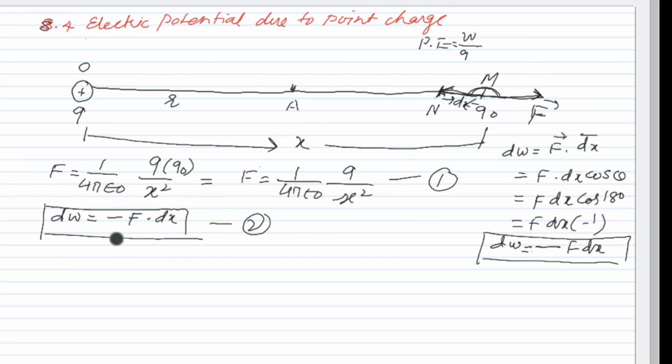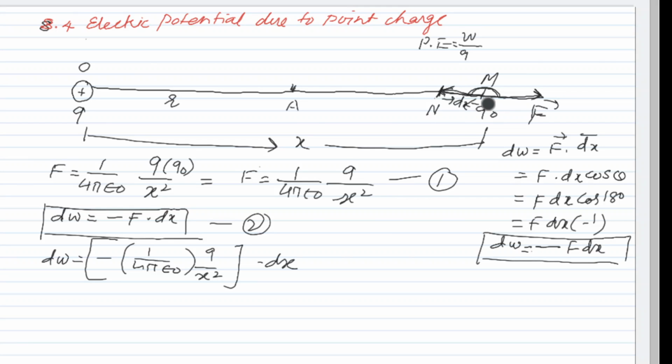Now in this equation we are putting the value of F from equation 1. So we will get dW equals minus F, and F is nothing but 1 upon 4 pi epsilon 0 into Q upon x square. This is the value of F I am putting, and into dx as it is. But this is the work done when we are moving this charge from M to N, when the small displacement dx occurs.